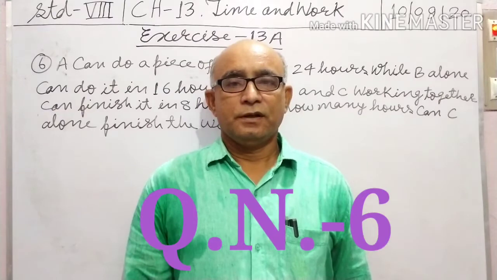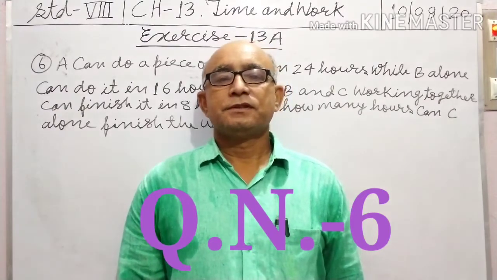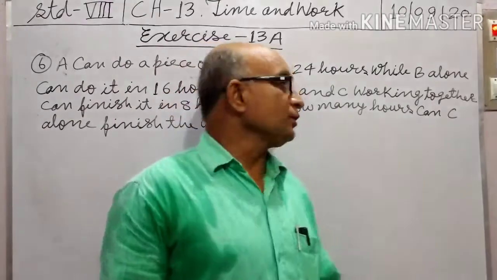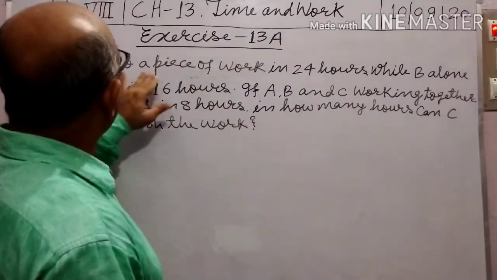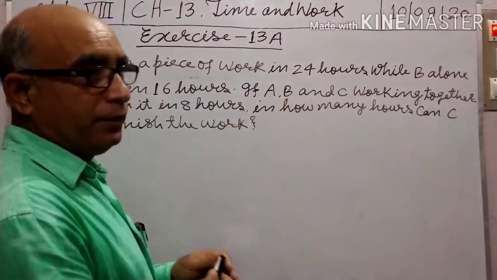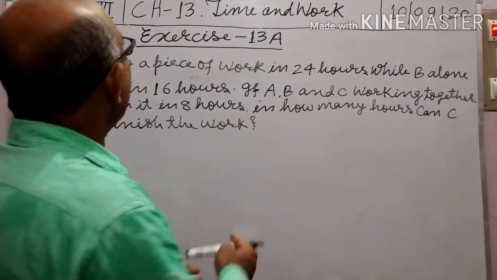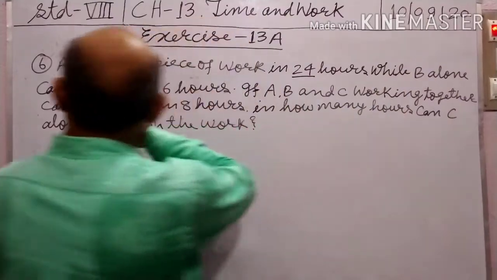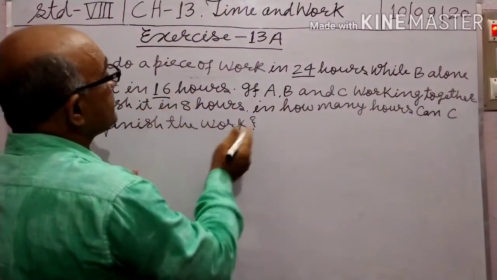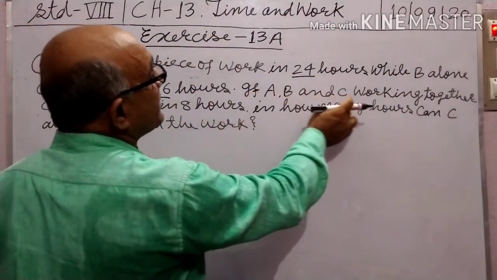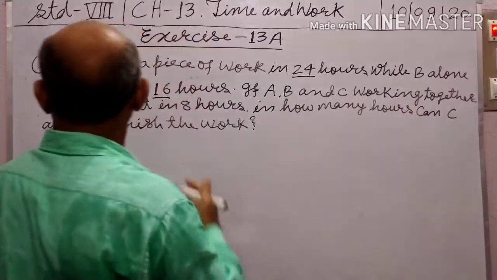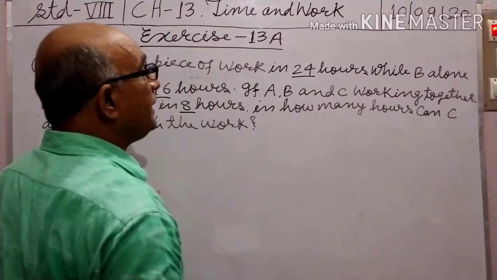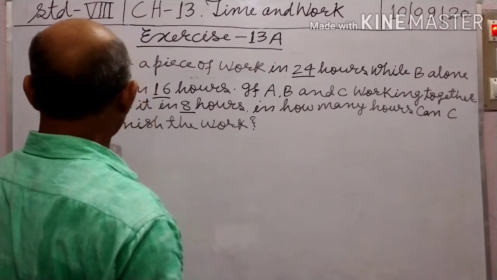Students, question number 6 is written. It is the last question today. In this question, A can do a piece of work in 24 hours, while B alone can do it in 16 hours. If A, B and C working together can finish it in 8 hours, in how many hours can C alone finish the work?